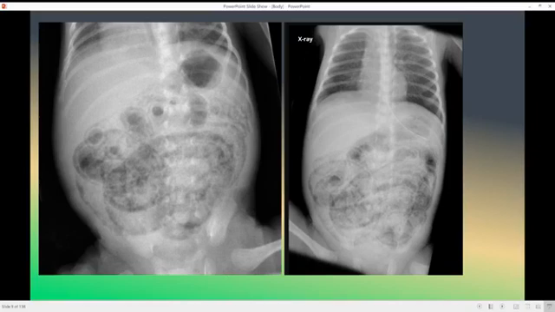What do you think about the next case? This patient is in the unit. What do you think about this case? What do you think?